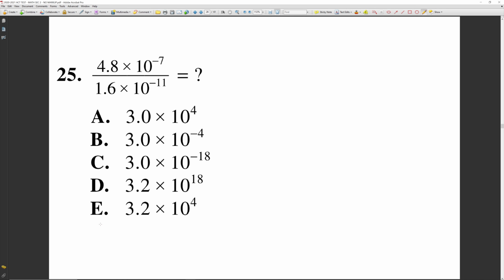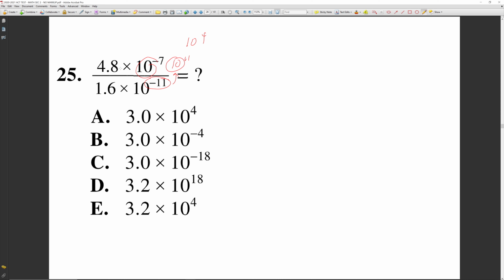Okay, number 25. This seems complicated, but in reality it's not. So we know that this power is in the denominator, so when we flip it to the numerator, it becomes positive. So this becomes 10 to the 11. And then once you have that, since they have the same bases, you can now add the powers together. So 11 minus 7, so this is 10 to the 4.